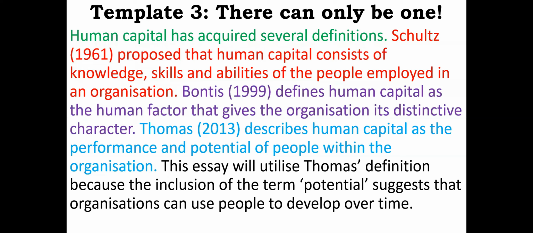This is a template for a critical argument. In green, the author says human capital has several definitions. You have found several definitions on Google Books. The first definition was taken from Schwartz's book. The second definition was taken from Bontis. The third, in blue, was taken from Thomas. And then at the end you decide which definition you're using for your assignment, and you explain why you chose it.